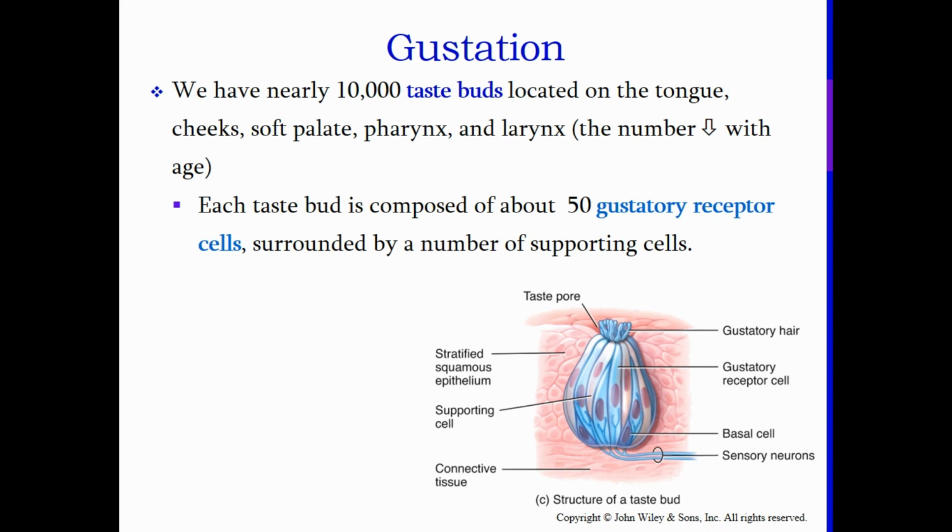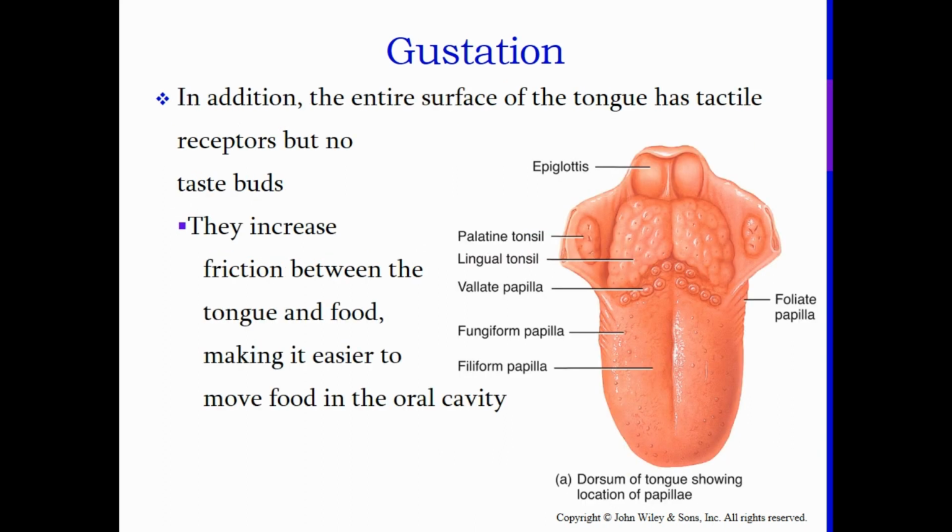Each taste bud is composed of about 50 gustatory receptor cells surrounded by a number of supporting cells. So in each taste bud, there are a lot, it's not just one cell. That taste bud contains many, many different receptor cells. The entire surface of the tongue has tactile receptors but no taste buds. So not all of your tongue is able to taste food.